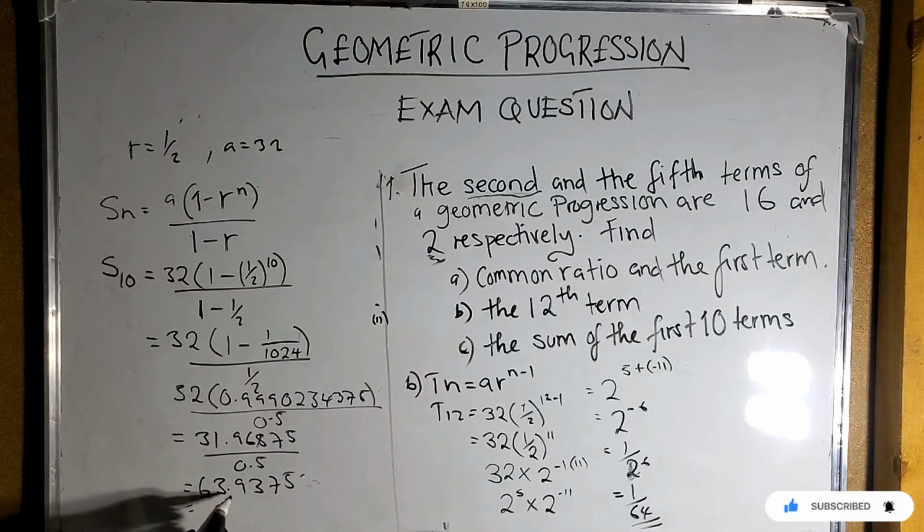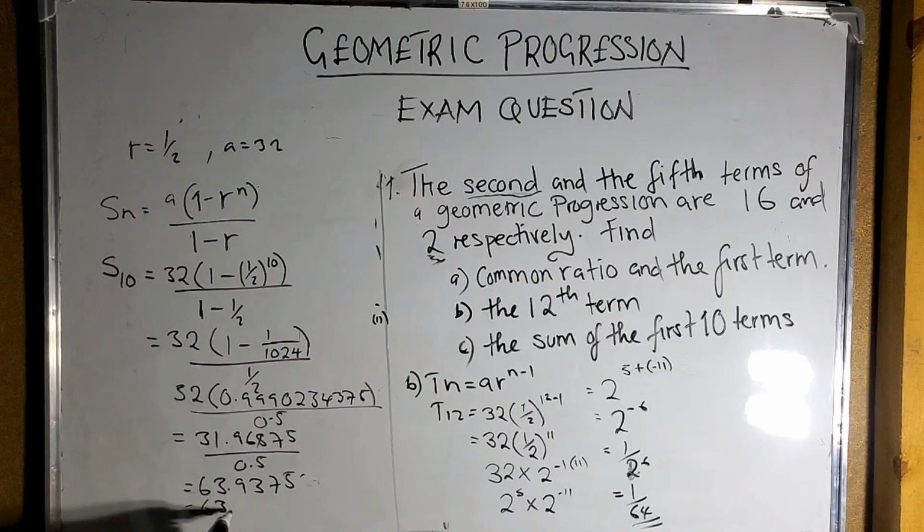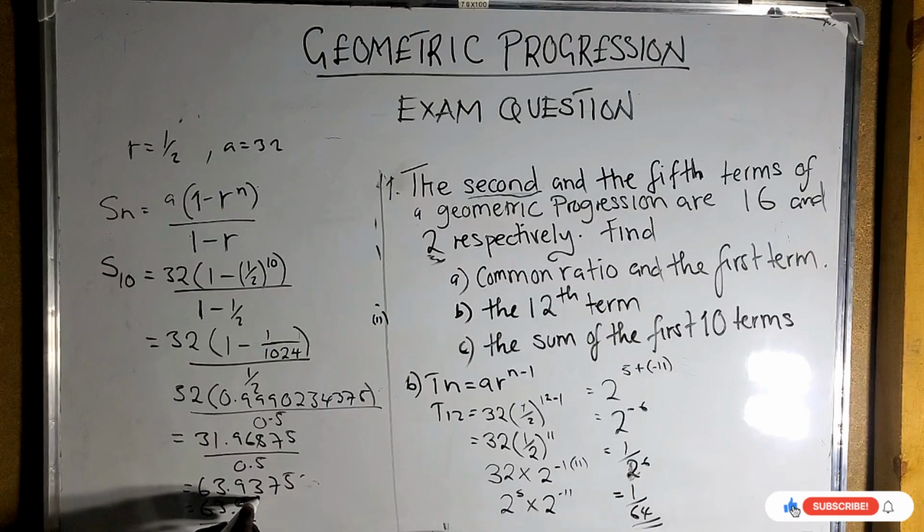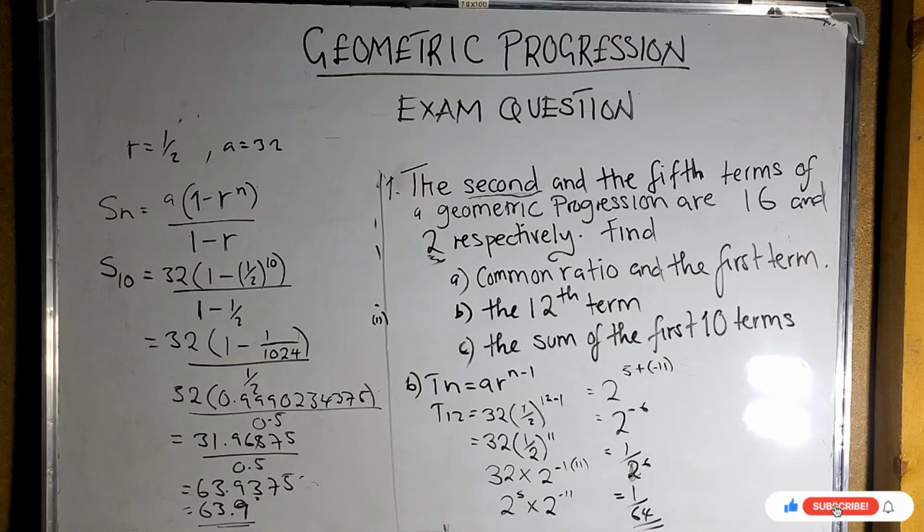So this one becomes 63.9, because the number after 9 here is less than 5. So the answer is just 63.9. To round it off to 64 is still okay. All right, so that's it. That's how you answer this question.